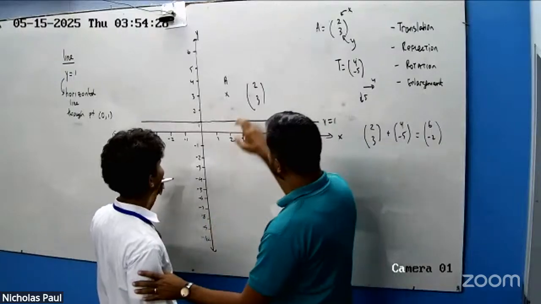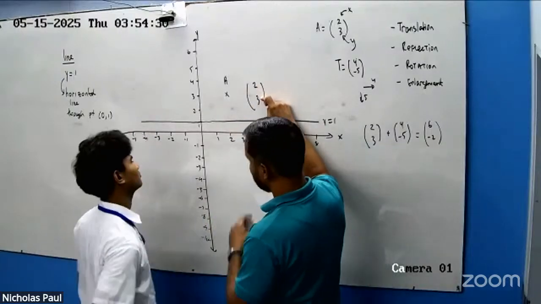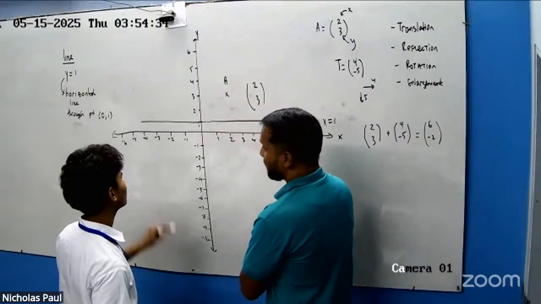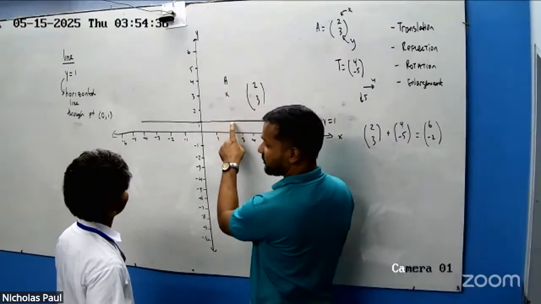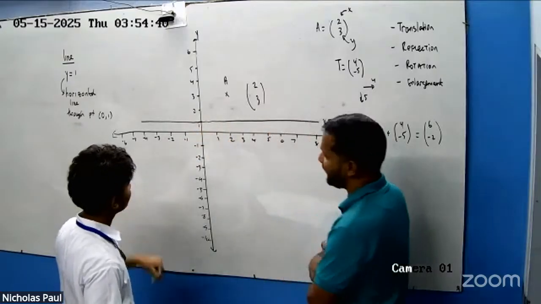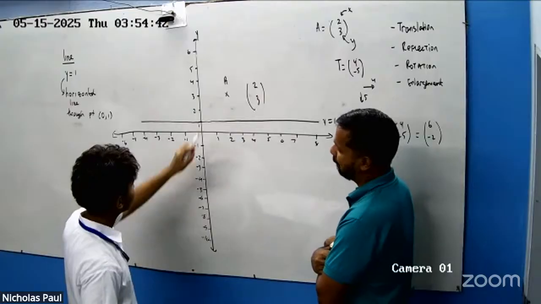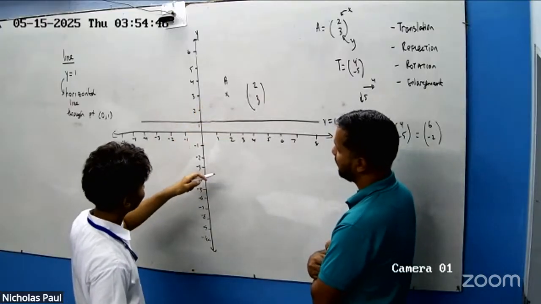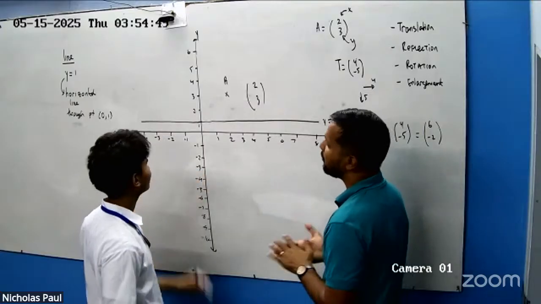The point is 2, 3. So you've got to draw exactly where you think the image will be. It must be the same distance from the mirror line, right? So let me see where you think it will be. It's got to be somewhere down there, right? But where?